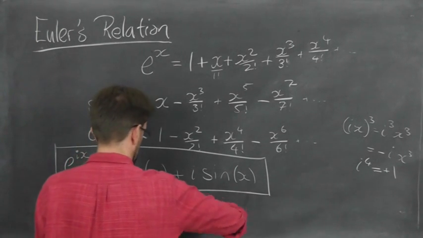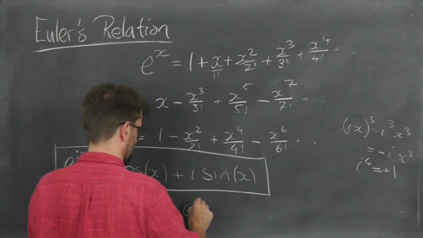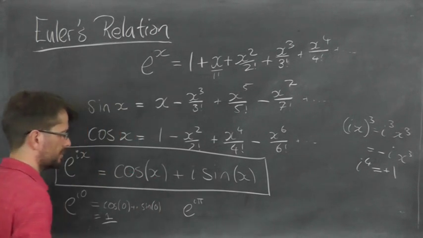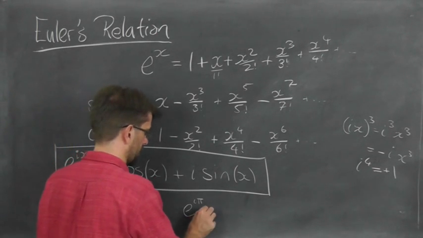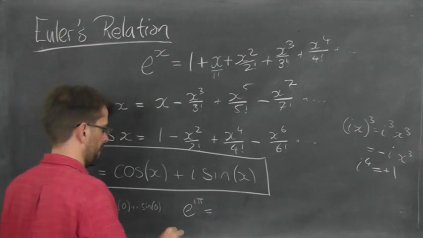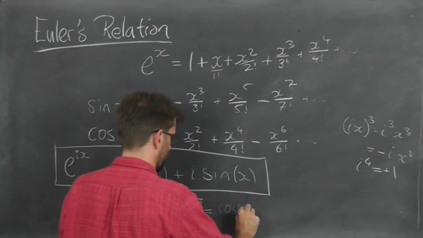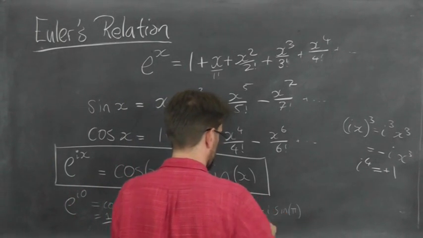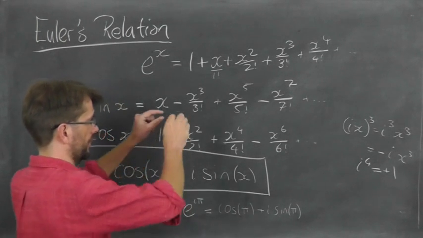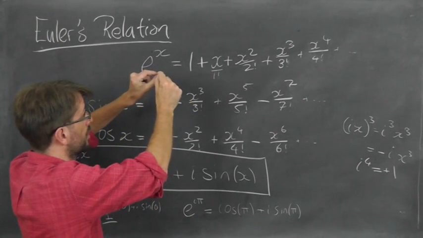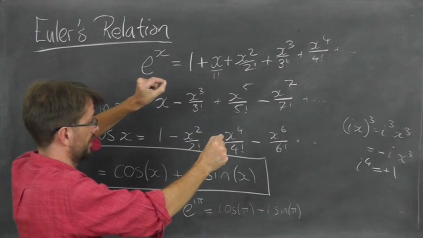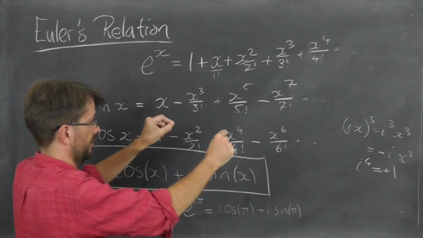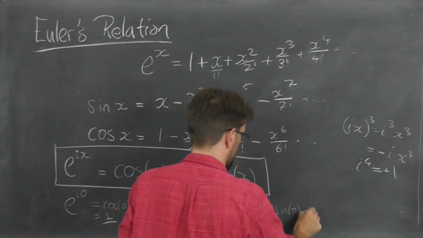And another one, e to the I pi. So e to the I pi is going to be cos of pi plus I sine of pi. Well, what's cos of pi? So cos starts off at 1, goes down to 0, and then at pi is minus 1, and sine starts off at 0, goes up to 1 at pi by 2, and then comes down to 0. So that's just equal to minus 1.